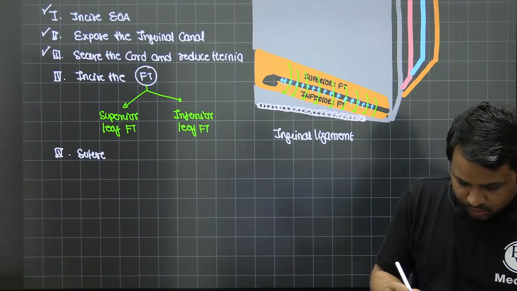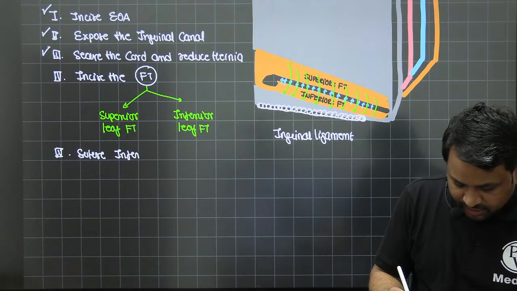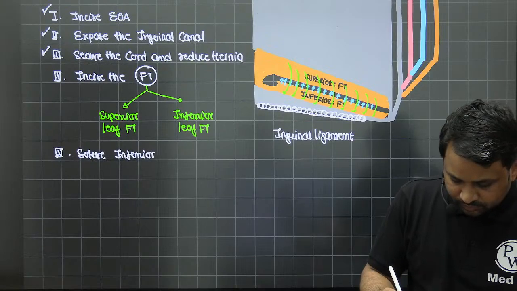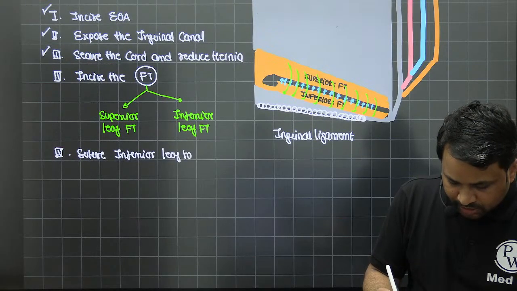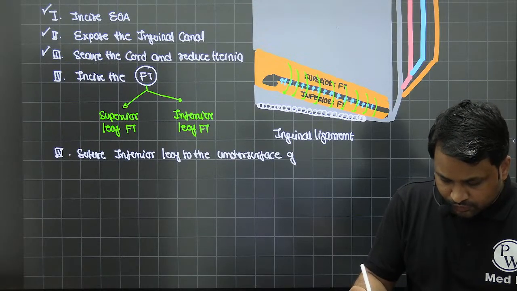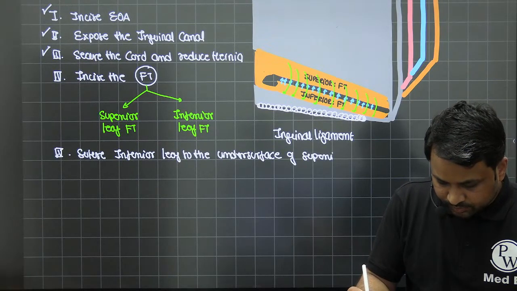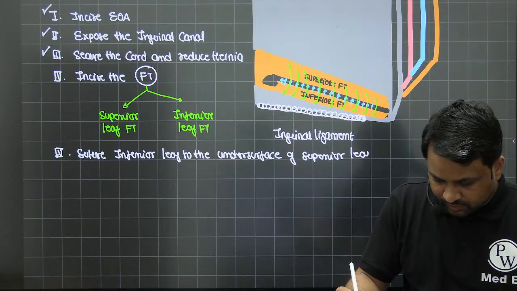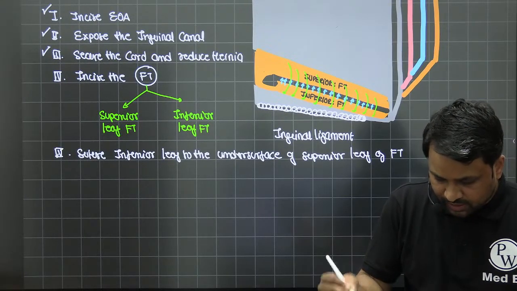It is to suture the inferior leaf to the under surface of the superior leaf of fascia transversalis.